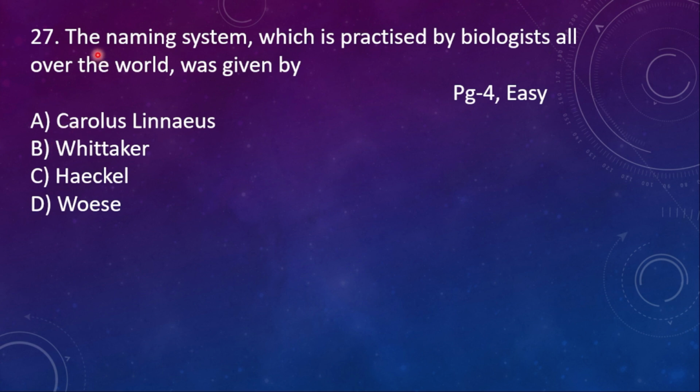27th question. The naming system which is practiced by biologists all over the world was given by Carlos Linnaeus, Whittaker, Haeckel and Hoyes. So the correct answer is A, Carlos Linnaeus.